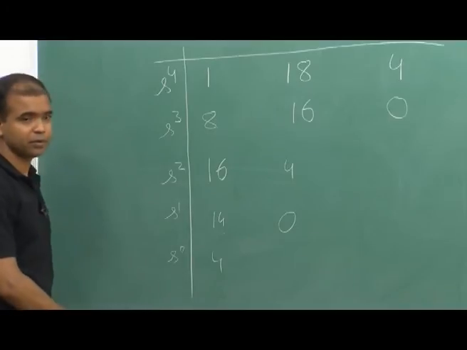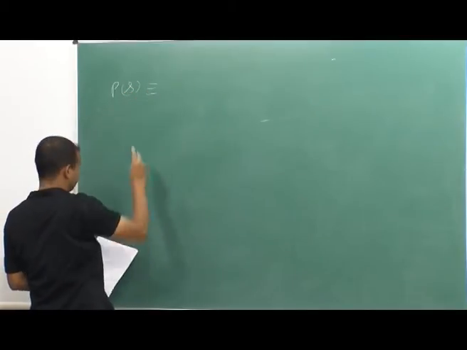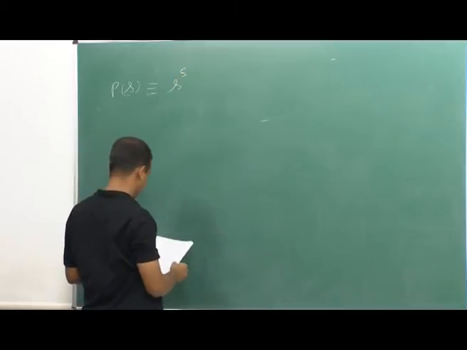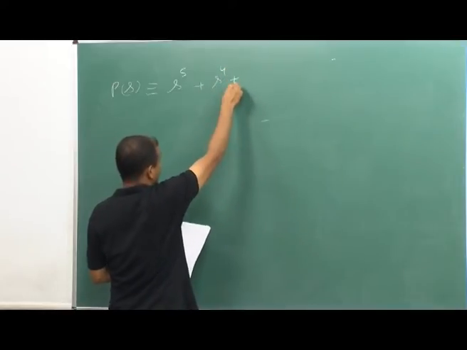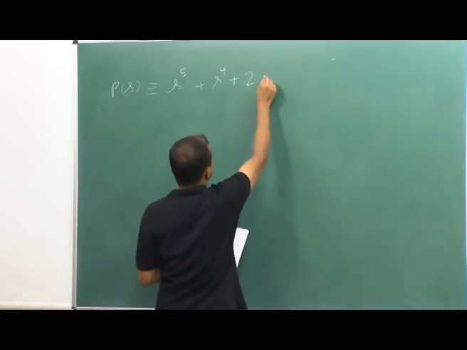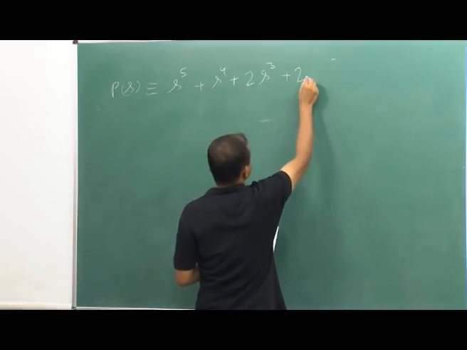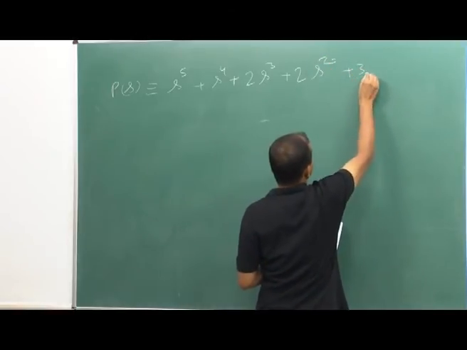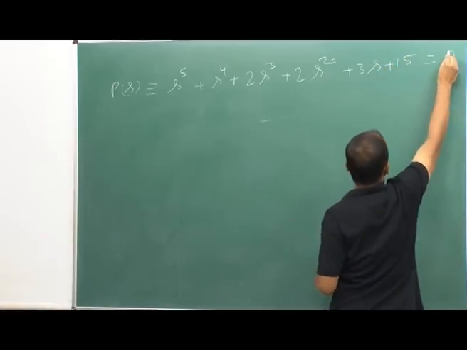Let us solve another example with a different case. The characteristic equation P of S is given by S to the power 5 plus S to the power 4 plus 2s cube plus 2s square plus 3s plus 15 is equal to 0.